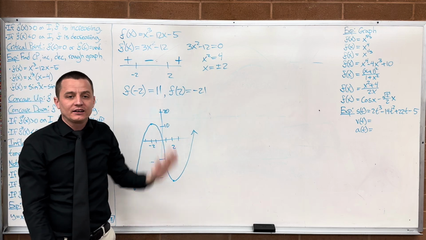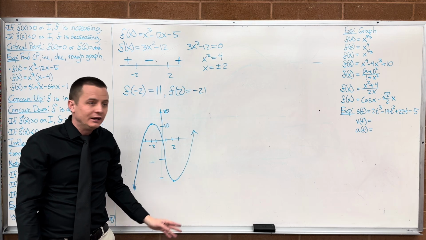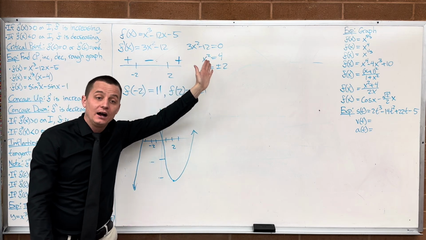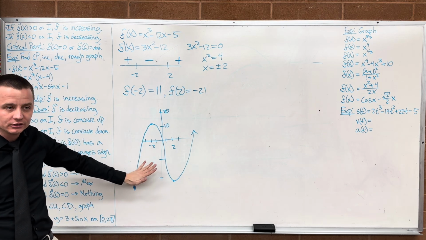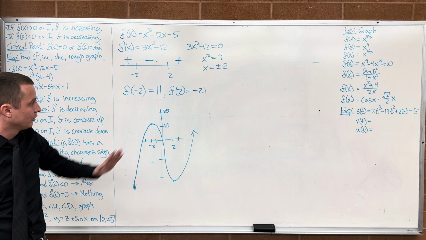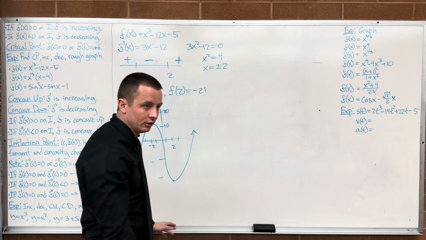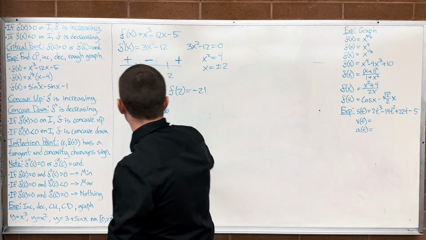What's the absolute max of this function? Infinity. It gets arbitrarily large, so it doesn't have one. And what's its absolute min? It doesn't have one. So it just has a local max and a local min, and that's it, at each of those points. Good? Alright, let's do another example.